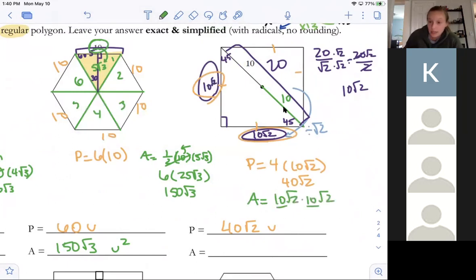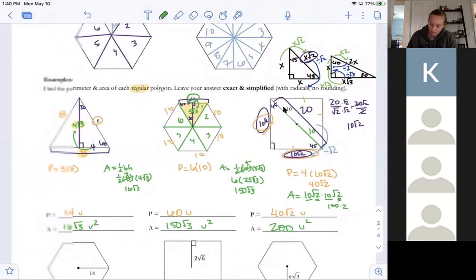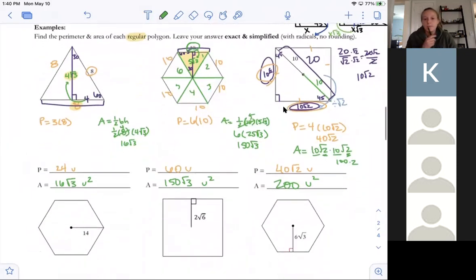Remember, you multiply the numbers outside the radical first. So I get 10 times 10 is 100. Then you multiply the numbers under the radical together. Root 2 times root 2 is just 2. So 100 times 2 is 200 units squared. I'm trying to do all types of examples that you're going to see on your homework. Does anybody have any questions yet?